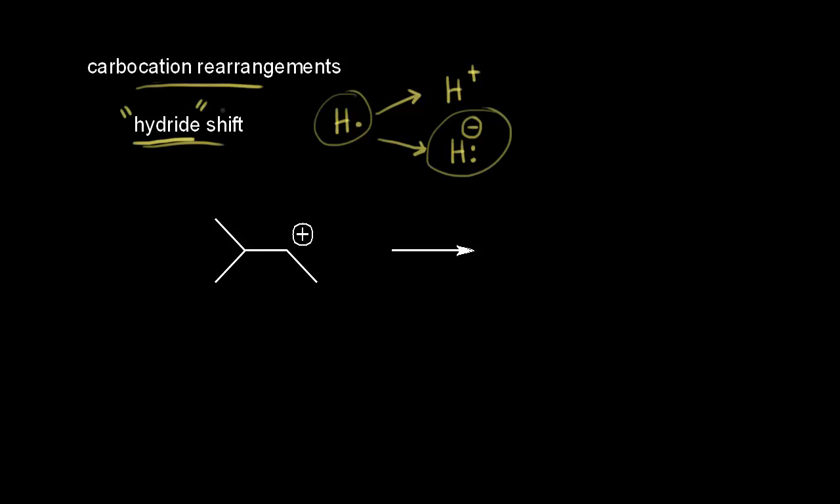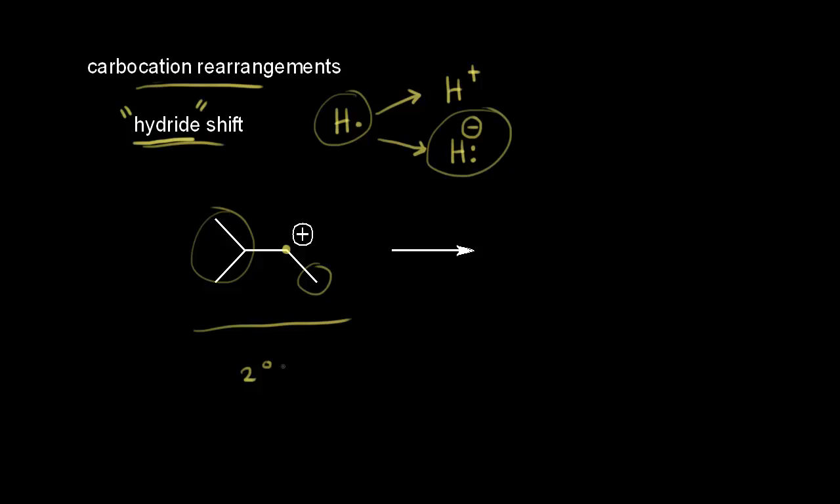So a hydride shift could occur to form a more stable carbocation. So let's look at this carbocation here. We know that this carbon has the +1 formal charge. Here's one alkyl group, and here's a second alkyl group. So this is a secondary carbocation.